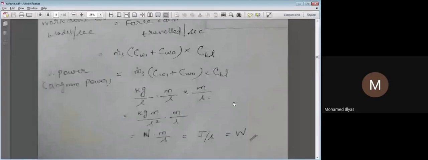So in this way, if I want to calculate the power output from the turbine, if I know the mass flow rate of the steam and the tangential velocity components, and if I know the blade velocity, I am able to easily calculate my work done here. Okay, so I think you understood this.